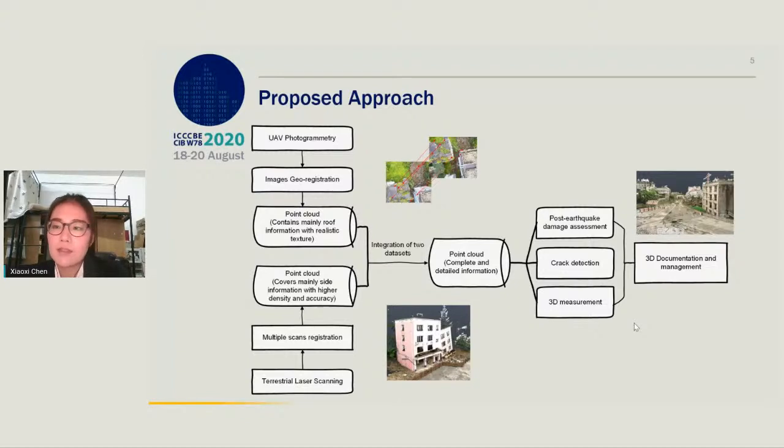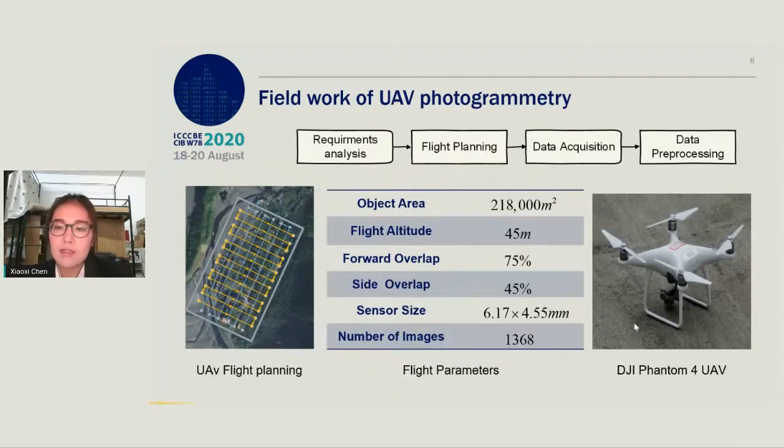And our research can be divided into two parts. Firstly, UAV and 3D laser scanner were used to obtain the point cloud data of the roof and facade of the buildings. And then the two datasets were integrated together to generate a complete and precise 3D geometric model for the post-earthquake damage assessment.